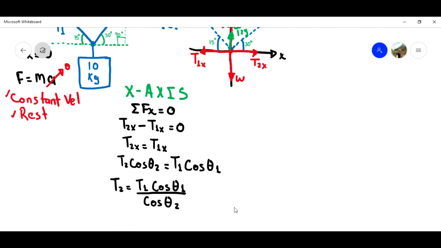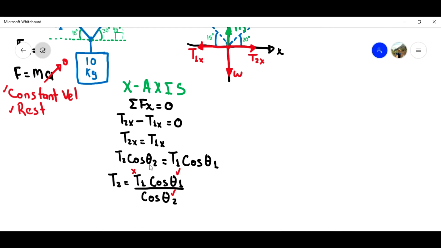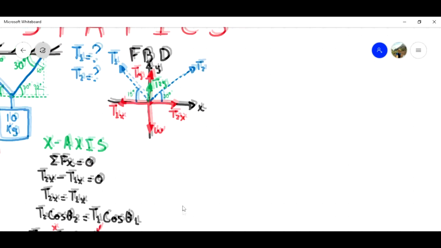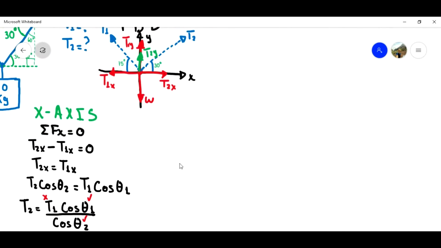Okay, so can I solve this equation? Well, I don't have tension 1, but I do have angle 1 and angle 2. So I cannot solve this equation. So I'm going to stop a little bit over here, and I'm going to continue with the analysis of the y-axis. So let's do it. Y-axis. All the forces that point up are going to be positive. So I'm going to have tension 1y plus tension 2y minus the weight equals 0.